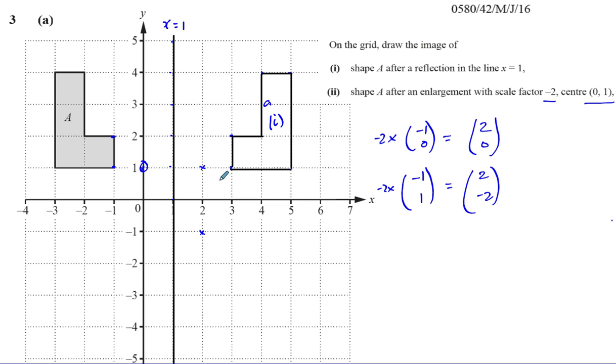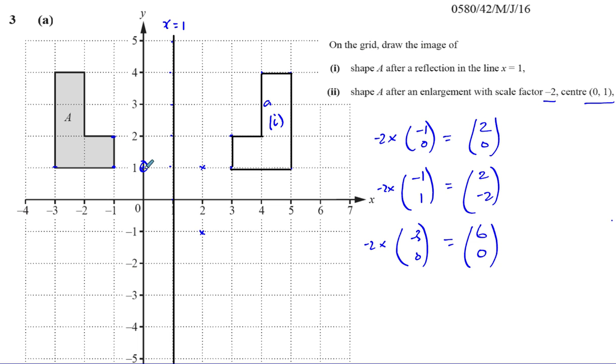Okay, now let's take this point over here. From the center of enlargement to that point, you've got to go 3 spaces to the left and 0 up and down. So you're going to have (-3, 0). You multiply that by -2, you're going to get (6, 0). Negative times negative is positive again.